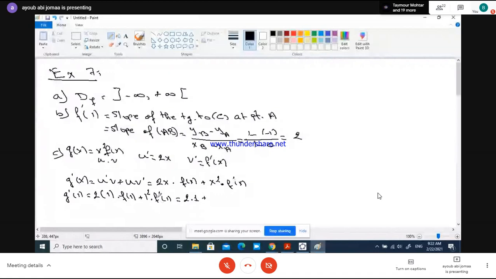1 squared is 1 times f prime of 1. We just found it in part B. It is equal to 2. So times 2. Then the final answer is equal to 4.